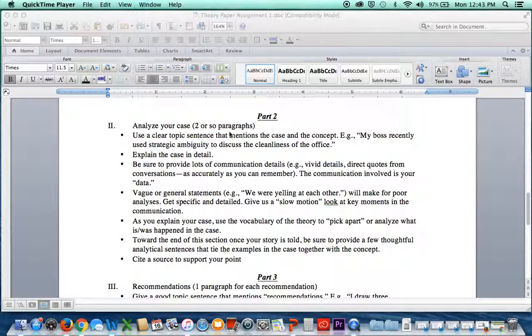You're going to need probably 2 good paragraphs to do that because you're going to give lots of detail and vivid descriptions about what was going on. Probably the most common thing that papers that don't do well miss here is that first of all, they don't give enough detail, like actual moments from conversation, slow motion, frame by frame type analysis of what was going on. And then the other main thing they don't do is pick apart the situation with the vocabulary of the concept. You want to cite the text again, tease apart what was happening in your case so that it's an analysis. It's not just a story, but an analysis of what was happening.